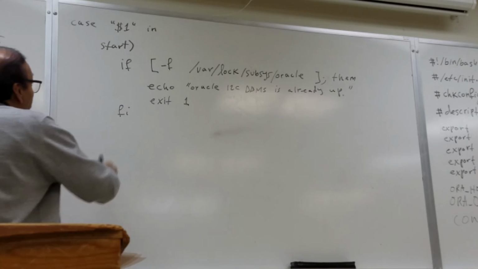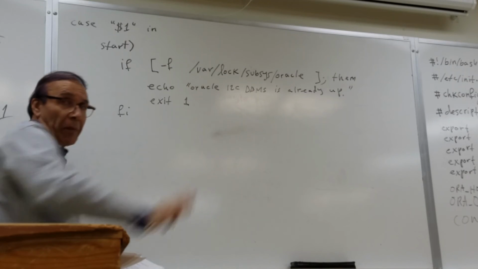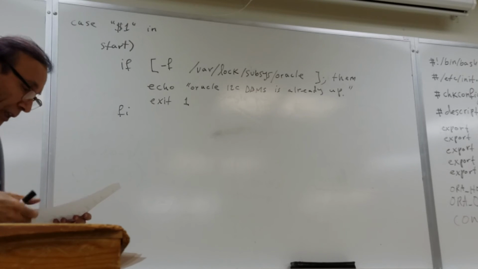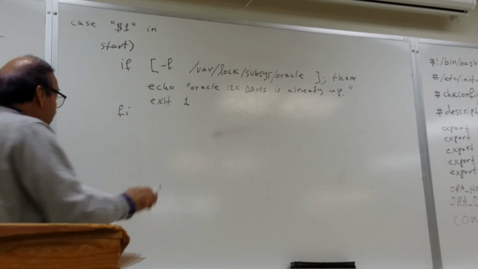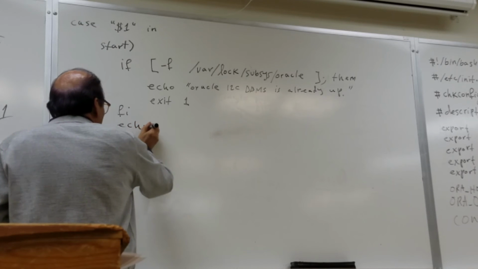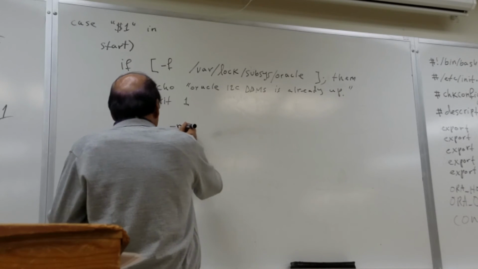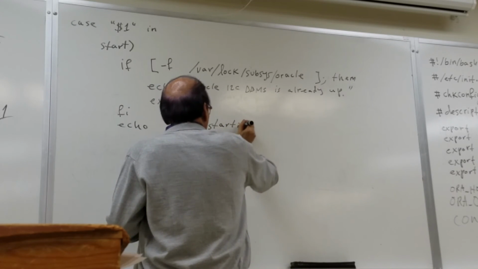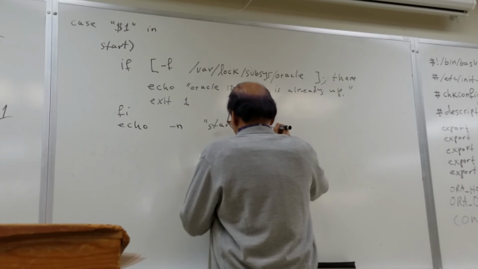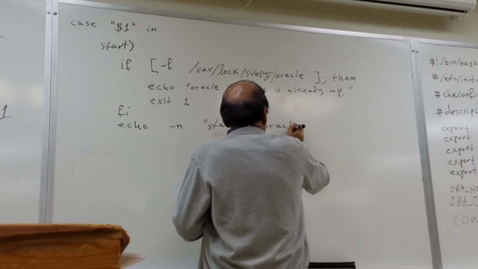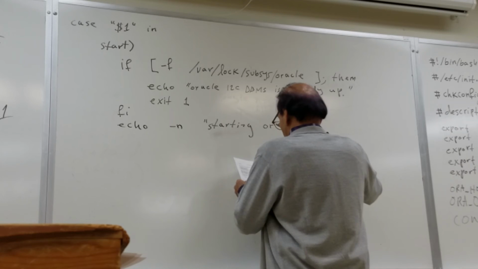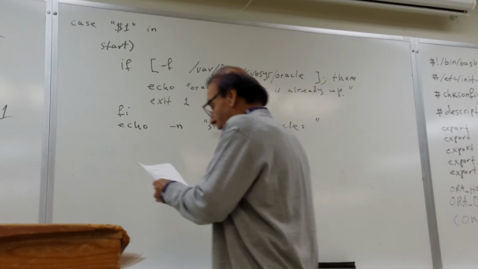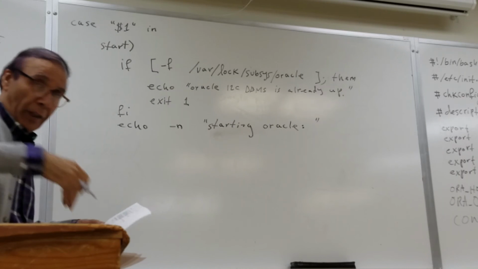And then, well, of exit. Yeah, we never get to it. Makes sense. Forgot to exit there. Okay. Now, we just display echo -n starting Oracle, okay? And put a colon here. And now we are starting Oracle, okay?